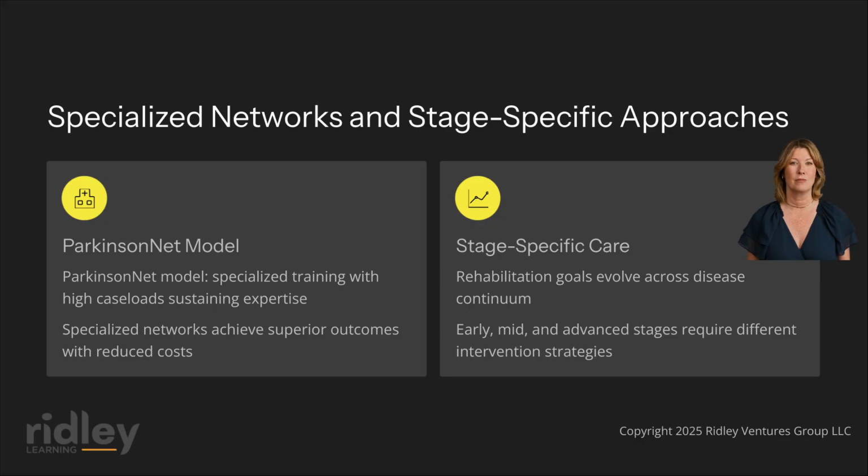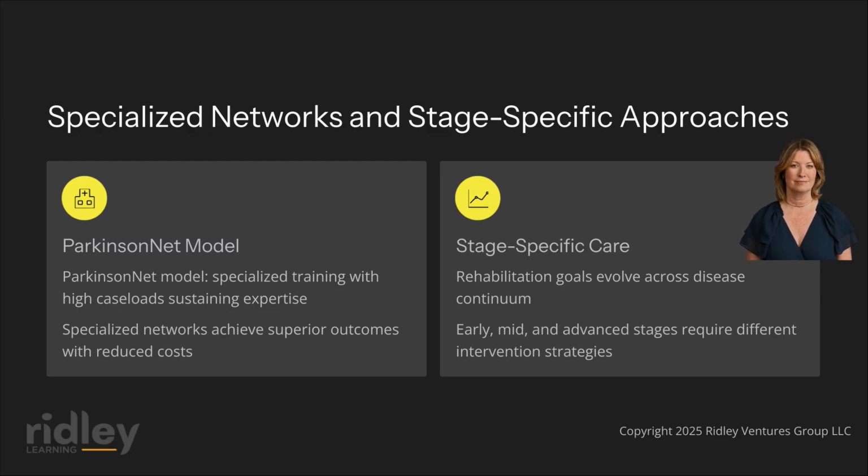Effective rehabilitation in Parkinson's disease requires tailoring interventions to disease stage, recognizing that goals, intervention strategies, and care settings evolve as the disease progresses. Contemporary frameworks conceptualize rehabilitation across a continuum from early-stage management focused on maintaining function and preventing decline, through mid-stage interventions targeting emerging impairments and fall risk, to advanced-stage care emphasizing safety, comfort, and quality of life. This stage-specific approach ensures that rehabilitation resources are deployed efficiently and that interventions align with patient priorities and realistic functional goals.